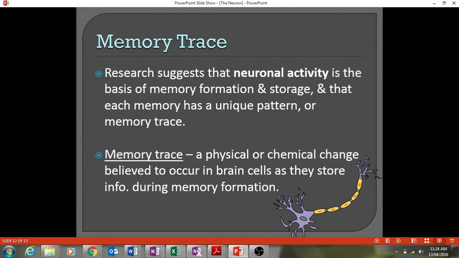Those physical and chemical changes could include more dendrites, more axon terminals, more neurotransmitters being produced or formed to make a stronger memory trace. And the stronger the memory trace, the easier it is to find that memory that's associated with that trace.